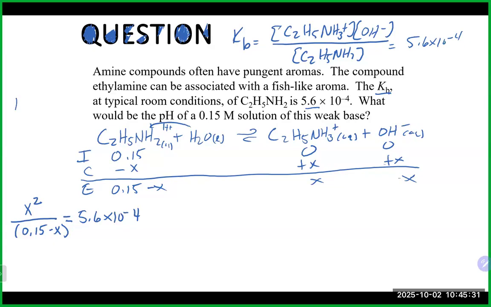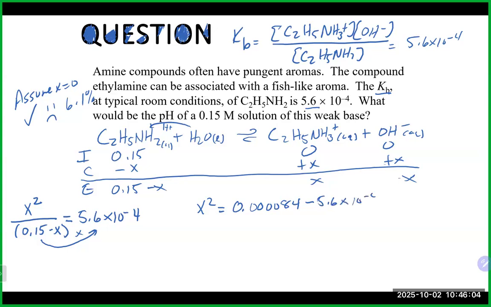It is a small value case, so we could assume x is equal to 0, and of course you checked it because you are professionals and know it's 6.1%, not so good, right? So again, we'll have to do a little quadratic here. And we again are going to just multiply that to the other side, and that will get us here. X squared is equal to, not a good day for assumptions apparently, 0.15 times 5.6 times 10 to the minus 4, which is 0.000084 minus 5.6 times 10 to the minus 4x.